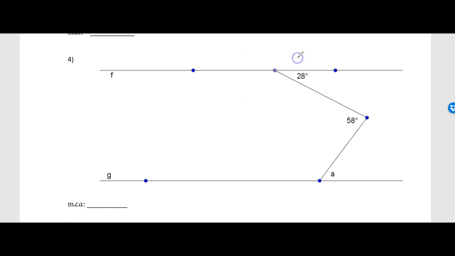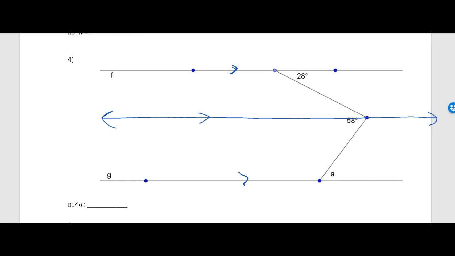If I'm going to draw in my auxiliary line, I want to draw it in parallel to the top line and the bottom line. And to be fair, I don't think I say anywhere that these are parallel unless it says it up above. But I'm going to tell you now that these lines right here, line F and G, are parallel, which means I want to draw in my auxiliary line parallel to both F and G. Okay, so all three of these lines are parallel.